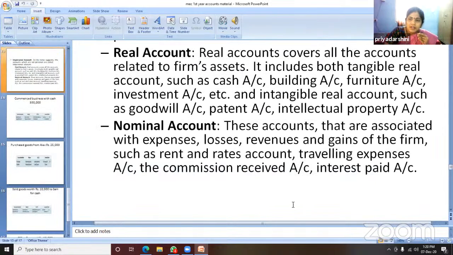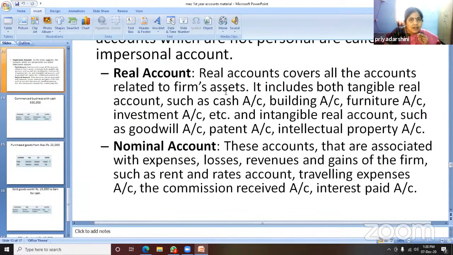So we will see the examples. We will learn how to record all these transactions according to the golden rules, that is, what is to be debited and what is to be credited. In the next class, I will explain both. We will take a better example and I will explain it on the board.